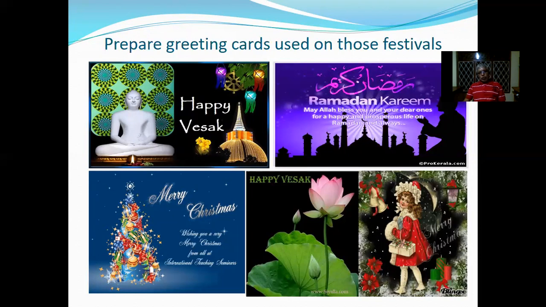Therefore, you can also create a Pesach card or Christmas card by yourself and send it to your friends, your father, your mother, and they will be very happy when they receive such a Pesach card or Christmas card prepared by yourself.